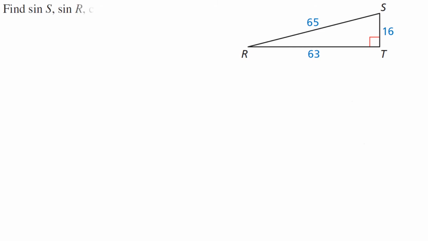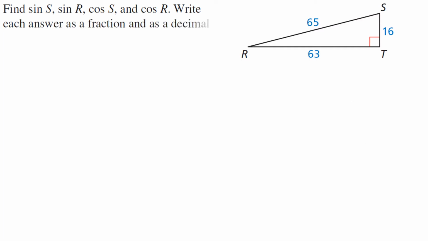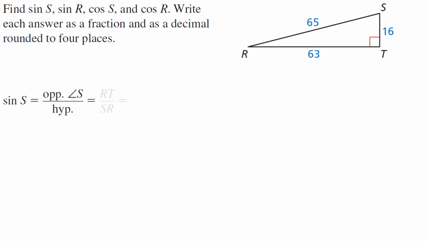Sine and cosine use hypotenuse. So let's find the sine of angle S, the sine of angle R, the cosine of angle S, and the cosine of angle R. And let's again play both ways: exact answers as a fraction and a decimal approximation. Okay, so sine of angle S. Well, opposite of S looks like 63. The hypotenuse looks like 65. There's my answer: 63 over 65. Or if a decimal approximation is requested, there it is as a decimal.